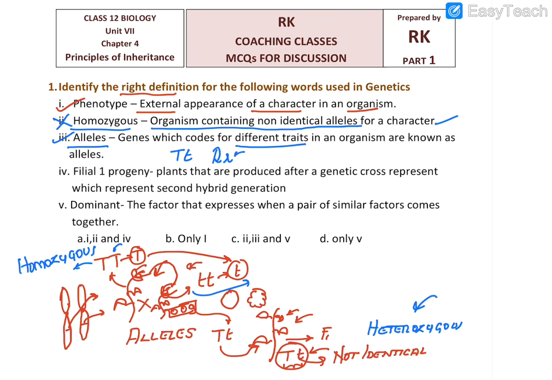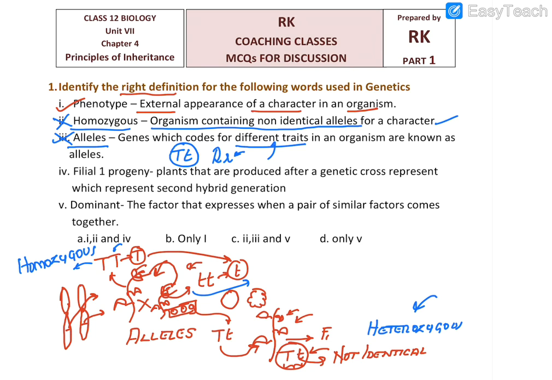If the alleles are dissimilar, then we call it heterozygous. If they are similar, then we call them homozygous. Capital T and small t are the genes which control contrasting characters, so these two are called alleles. So what they have given us, that they code for different traits, is a wrong statement. They control the opposite trait.